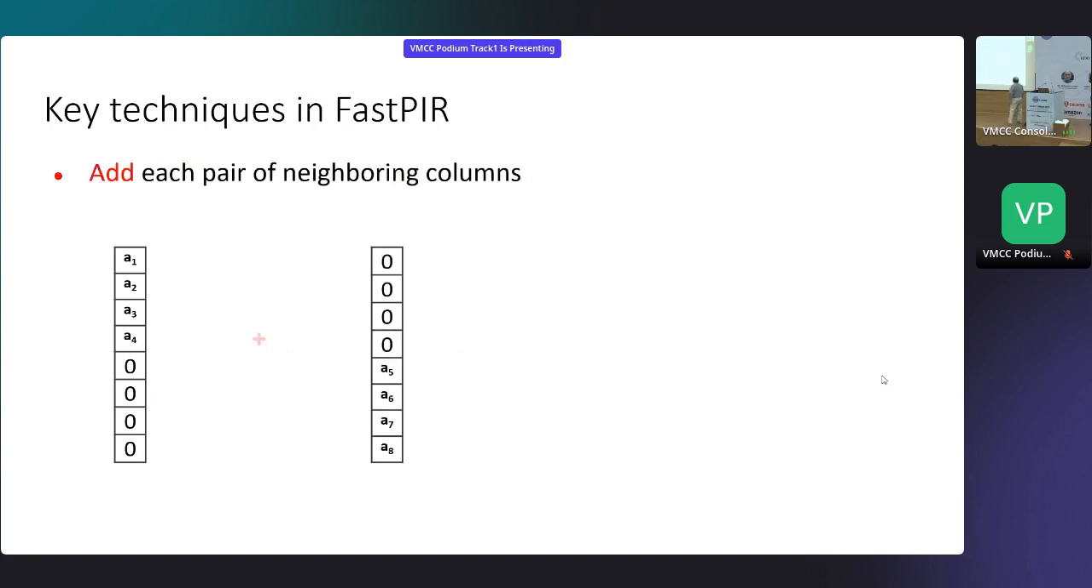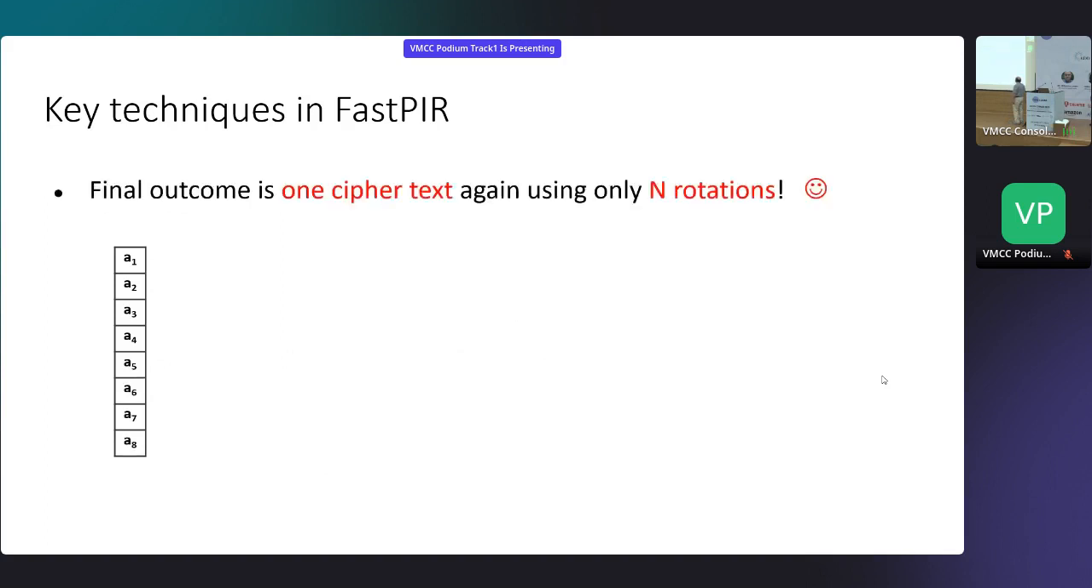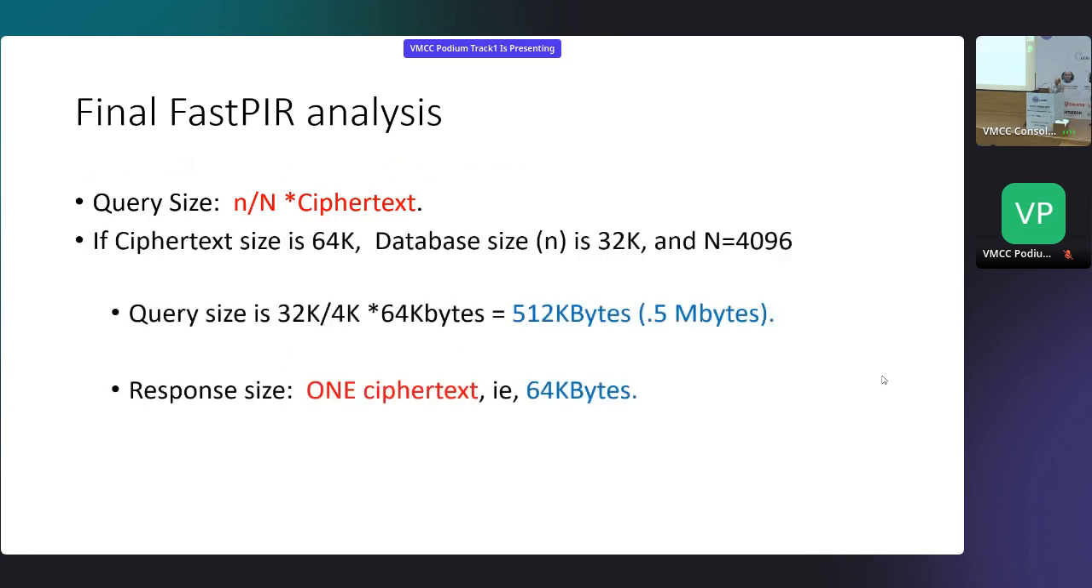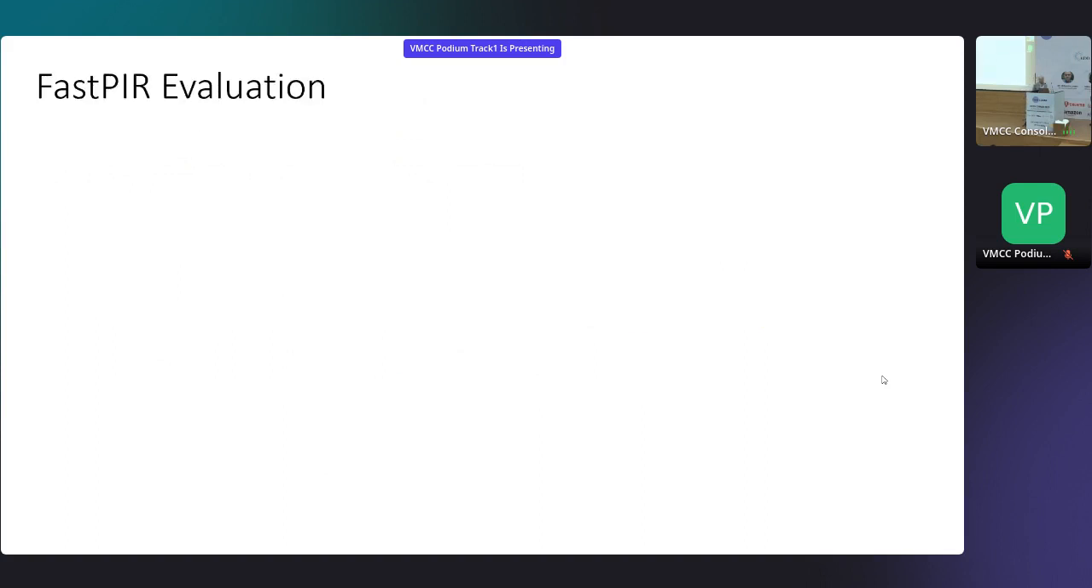And you end up with two vectors, you add them, and you end up with one vector, and I've only done n rotations. This is very nice. So I have a query size which is relatively small, 0.5 megabyte, but the response size is very small. It's very concise. So I'm just going to end it.